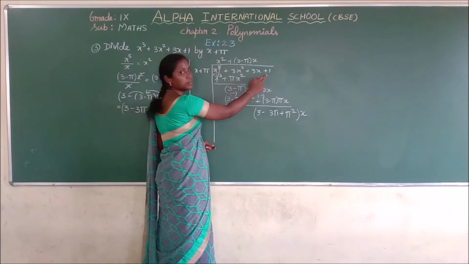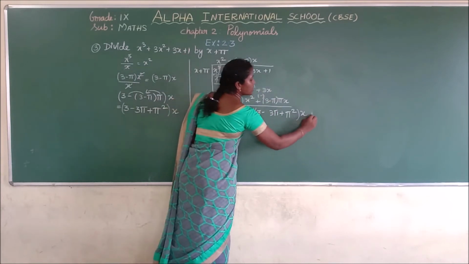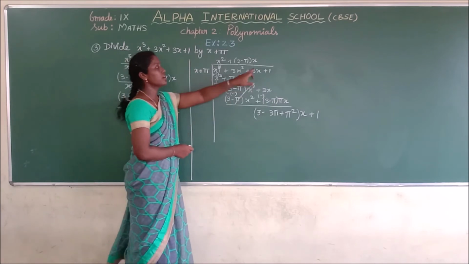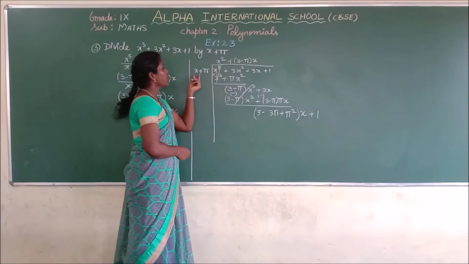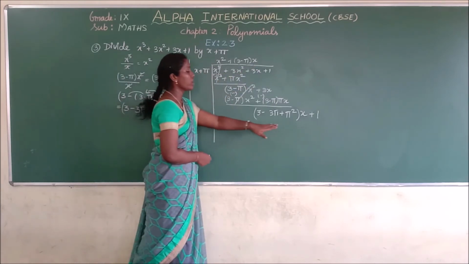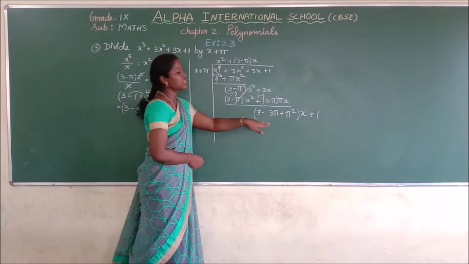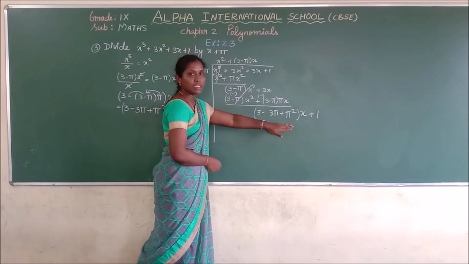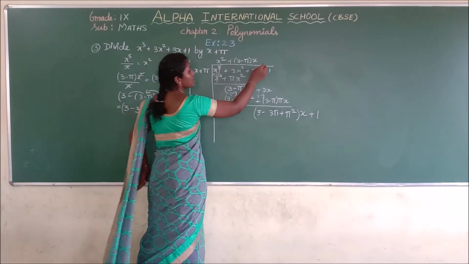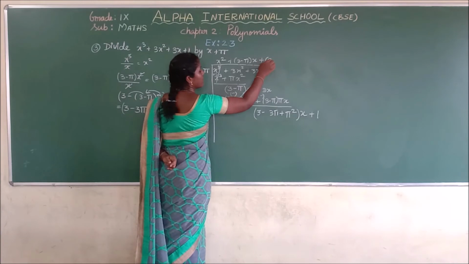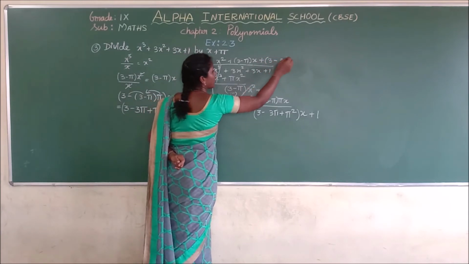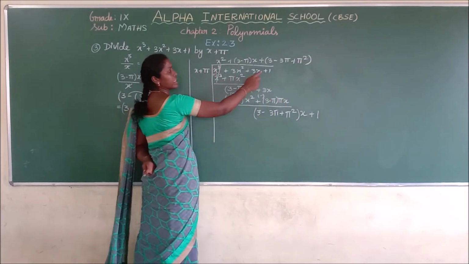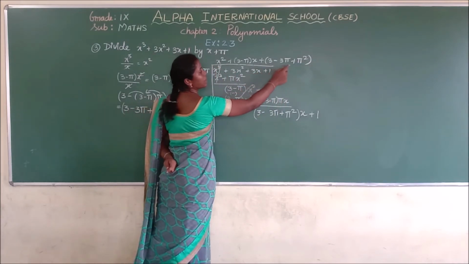So what is the next term? Plus 1. Take the plus 1 down. Now we are going to identify the next term of the quotient. Here we are having x, and some coefficient with x. If we multiply this coefficient with x, we will get this term. So what is the next term? Plus (3 − 3π + π²). So the next term I am taking as (3 − 3π + π²).